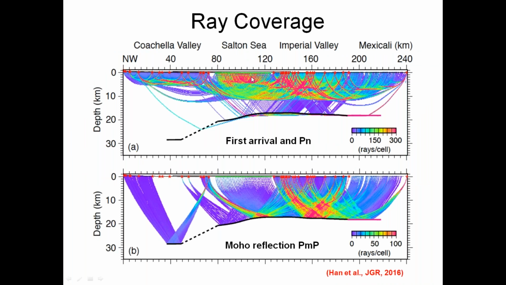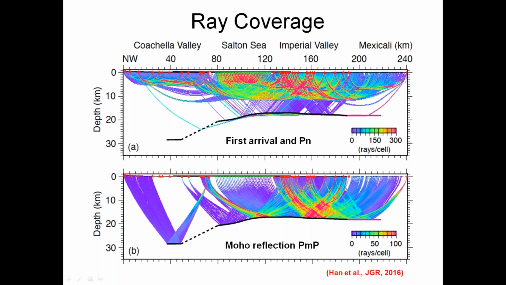Here I show the ray coverage. The top panel is first arrival and Pn. The bottom panel is Moho reflection PmP. As you can see, we have very dense ray coverage for the whole model space. We build our upper crust and middle crust from first arrival travel times, and then we fix our upper crust and middle crust. We use PmP to model the lower crust and the Moho depths. After that, we fix the Moho depths and then use Pn to model the upper mantle velocity.